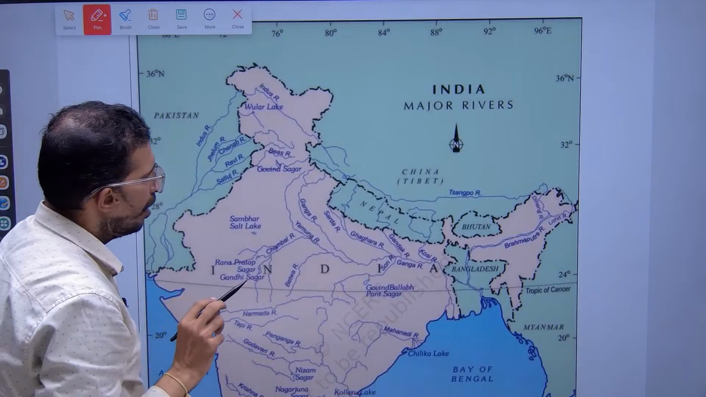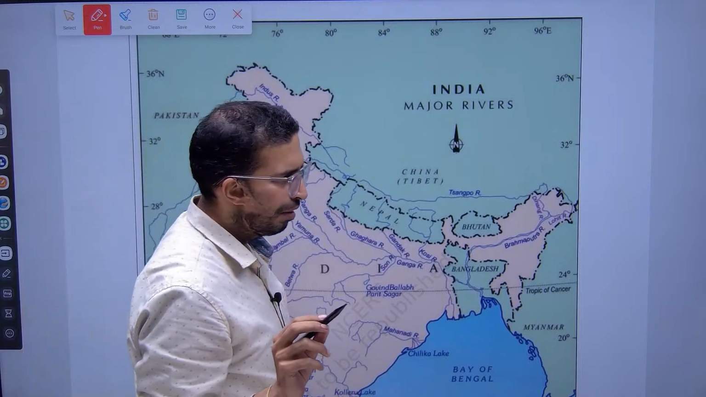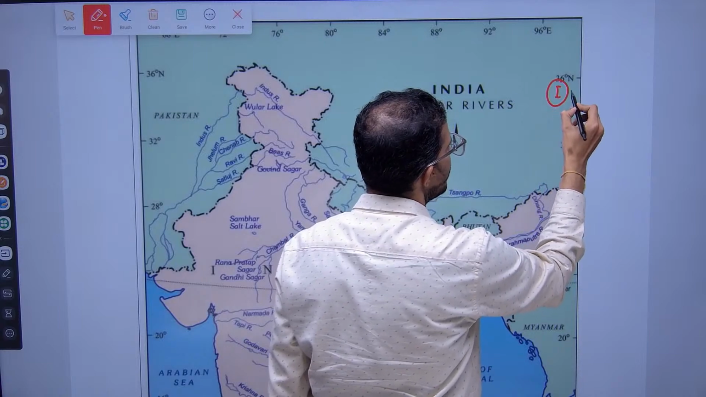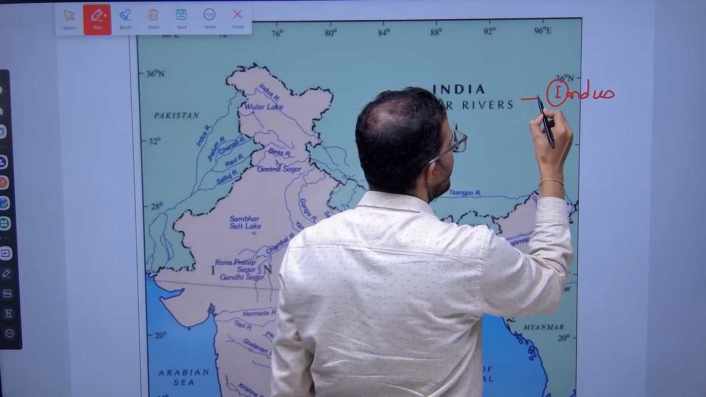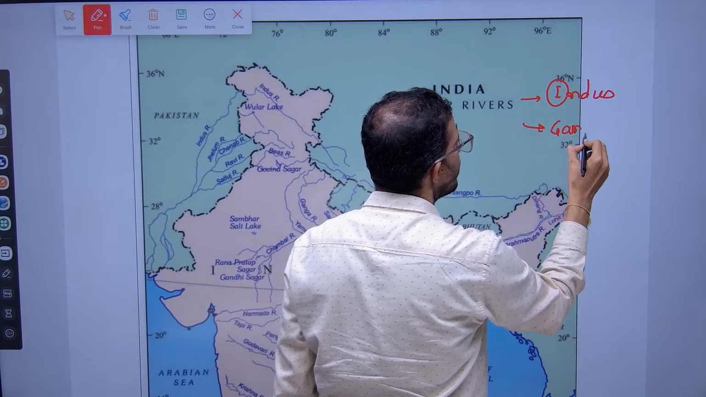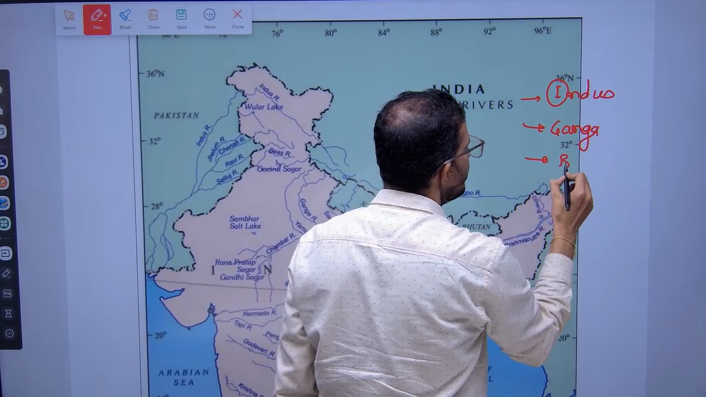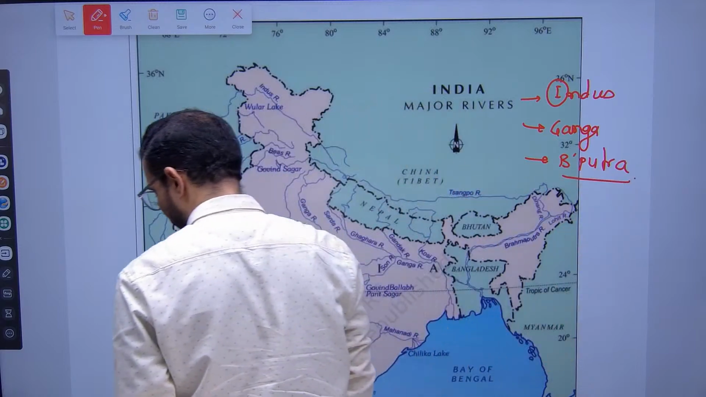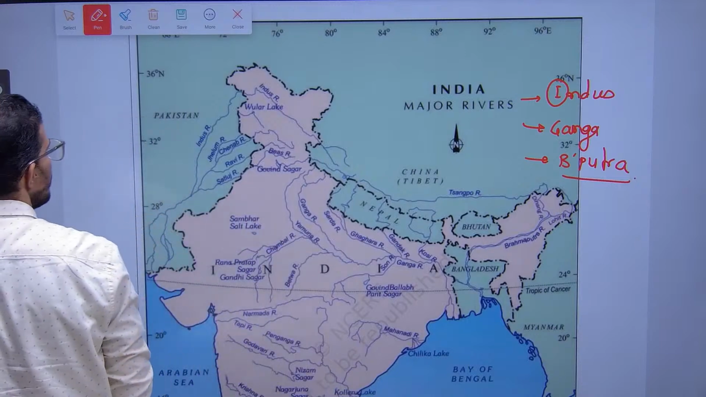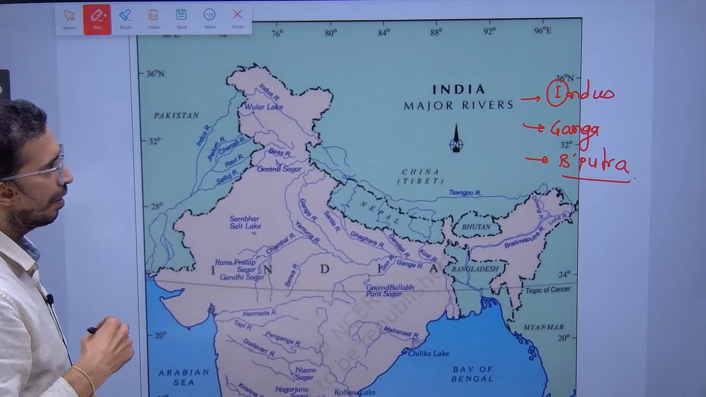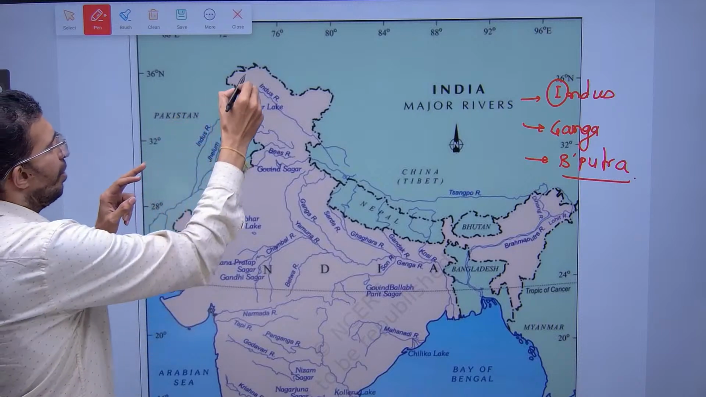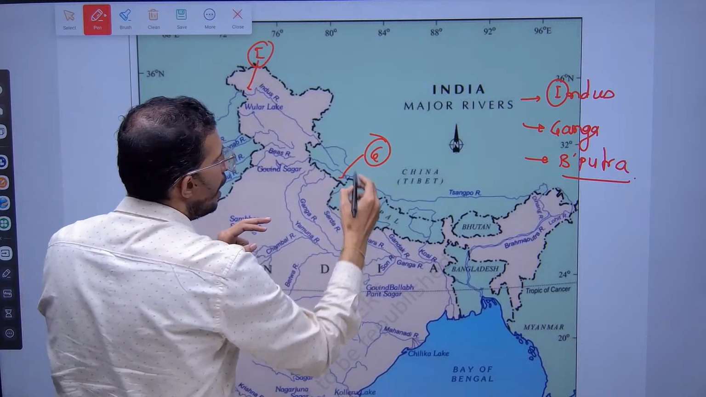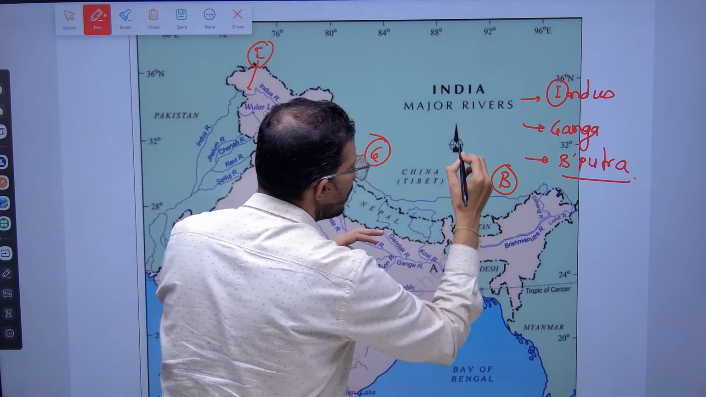If you see the Himalayan river system, there are three major river systems which we are focusing on. The first one is the Indus river system, the second one is the Ganga river system, and the third one is the Brahmaputra river system. Just observe the Indus river system first, then the Ganga river system, and the last one is the Brahmaputra river system.